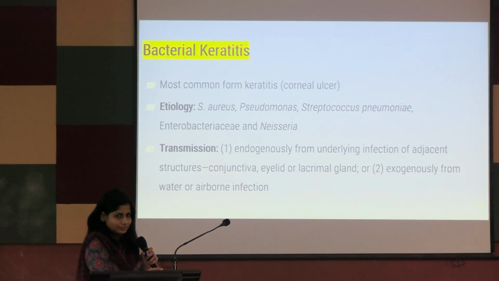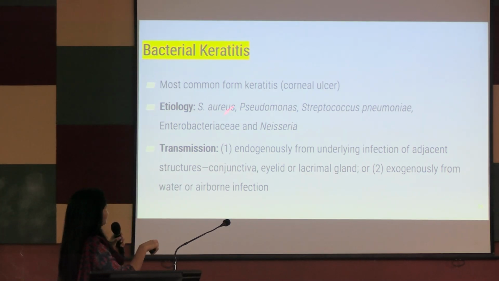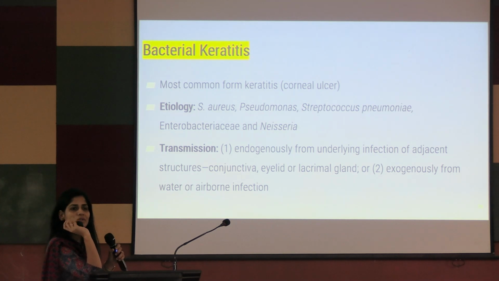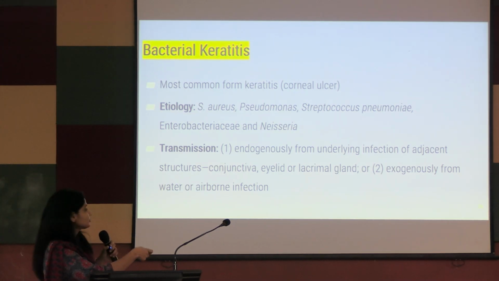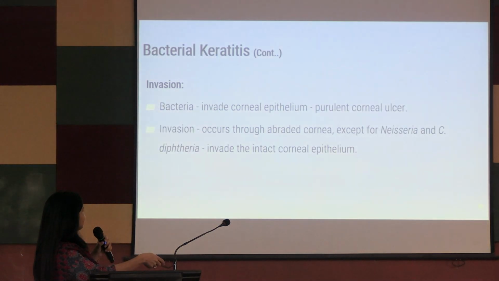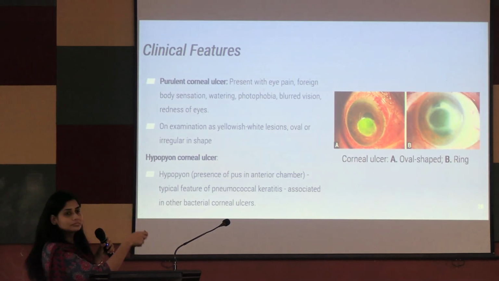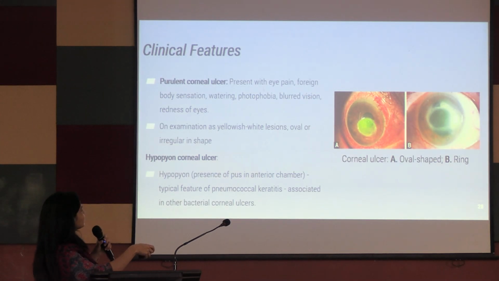Coming to keratitis, what was keratitis? Corneal ulcer. Okay. What is the etiology? Etiology remains the same in all cases. What is important? Rapid diagnosis and treatment. Okay. What is this? This is the corneal ulcer. Quite evident, the cornea is involved.